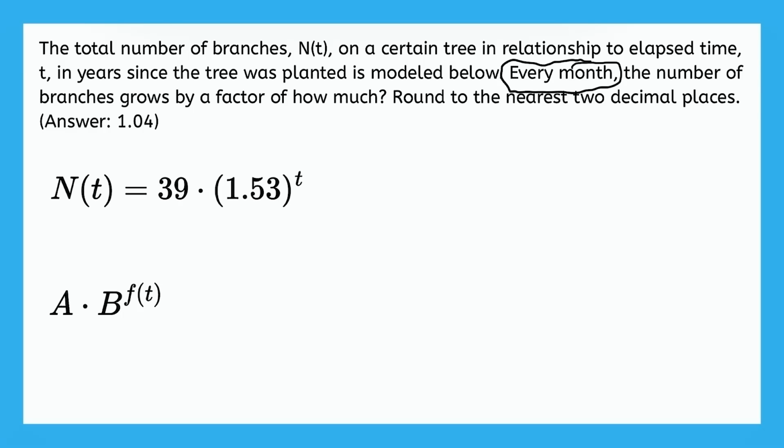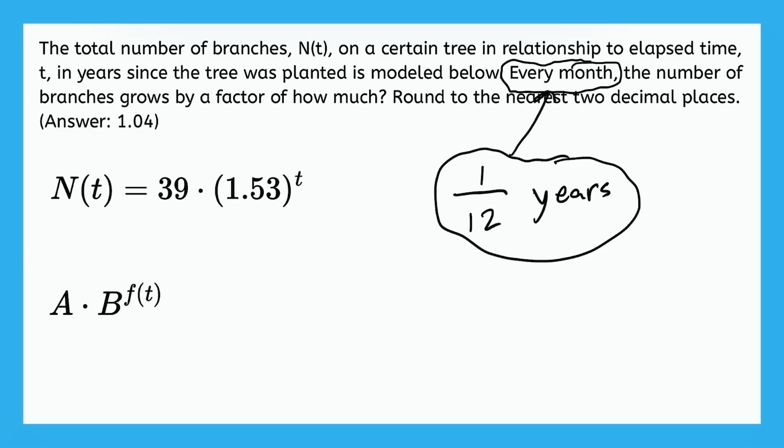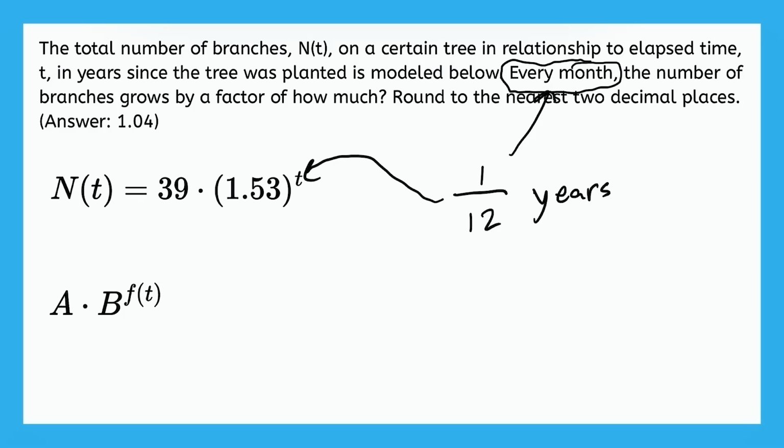So the way I think about it is a month, right? We're saying every 1 month. A month is how much of a year? It is 1/12 of a year. So if we replace month with every 1/12 of a year, so we can say 1/12 years. Now we have the same units. We have years right here and years up here. So every 1/12 of a year is going to be what we put in for t. So let's put in 1/12 right there and then simplify.